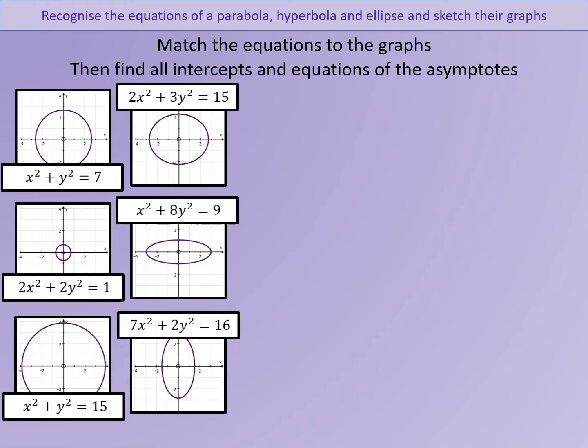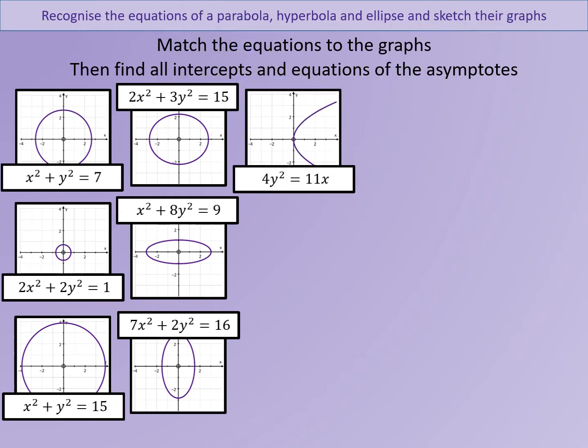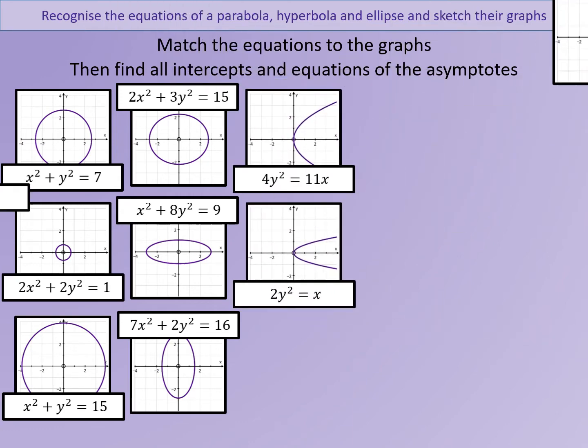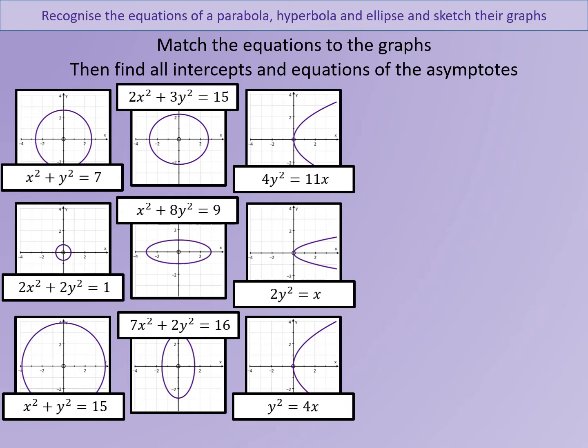The next three represent ellipses. Again, you may be able to see a connection between some of the values in the equation and the curves. The next three represent parabolas. You will see that these are different from parabolas we are used to, as these are parabolas in terms of y squared rather than x squared.